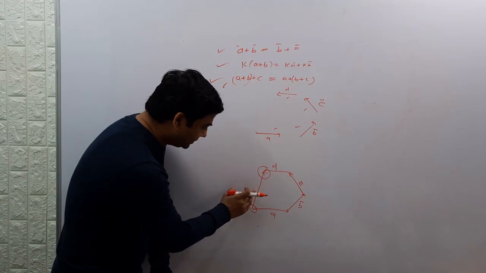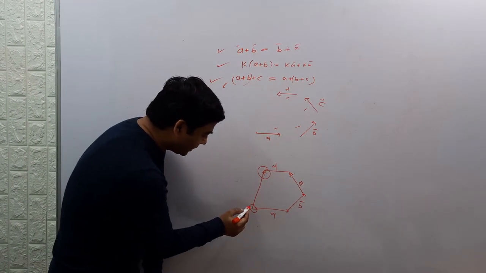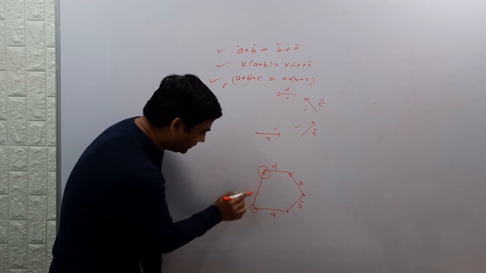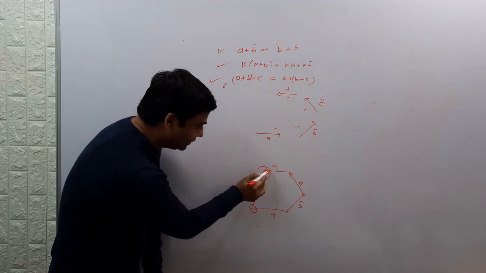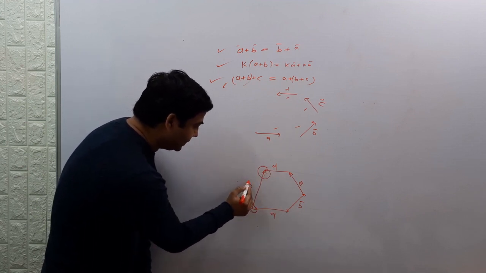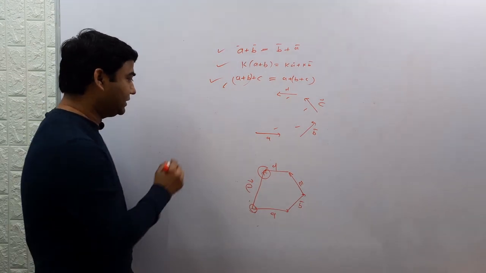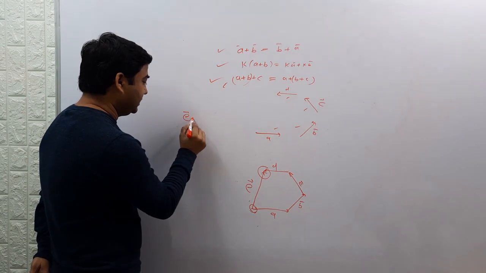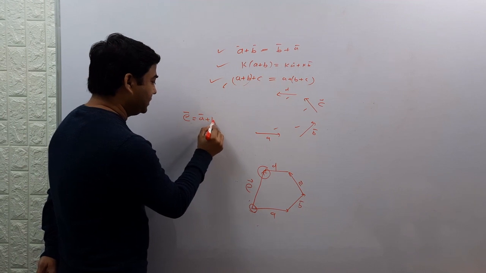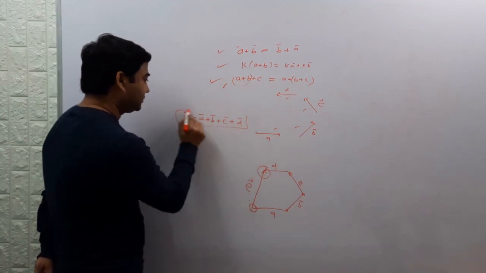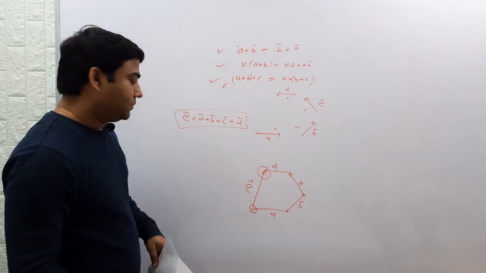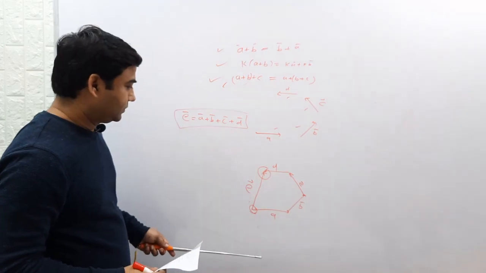So just match, complete the polygon, and to decide the direction of the resultant vector, match the tail of the resultant vector with the free tail and head with the head of the last vector. So this is vector E. This is the resultant vector. So we can say E is equal to A plus B plus C plus D. That is the polygon law of vector addition.